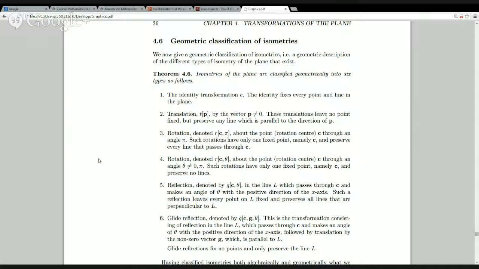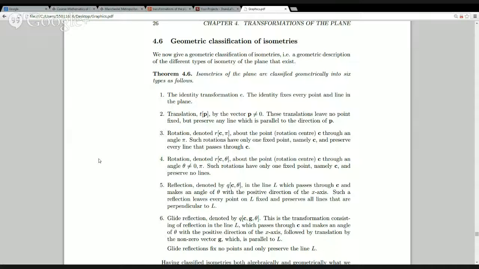Okay, so this is our classification of isometries according to their geometry. Every isometry fits into one of those six types. So that tells us what they are, what the range of possibilities is.